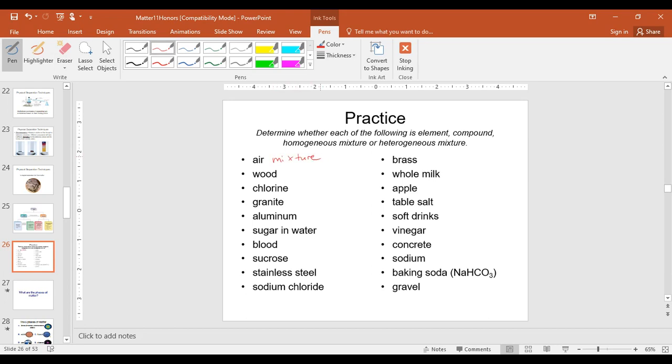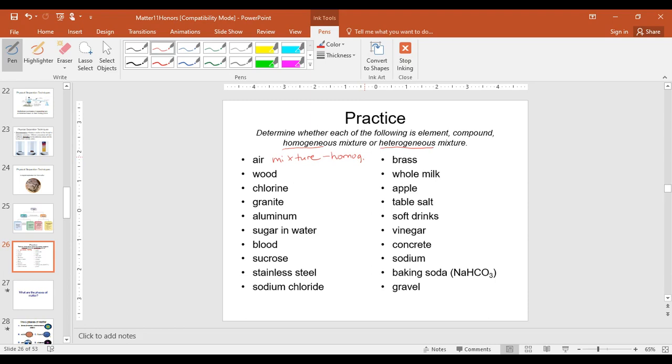Okay, so since it's a mixture, we have to think about, is it homogeneous? Is it the same throughout? Or is it heterogeneous? Now, gases, you can assume, are going to be homogeneous. So since this is a mixture of gases, we know it's homogeneous.